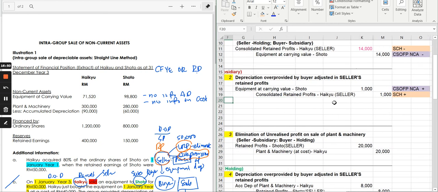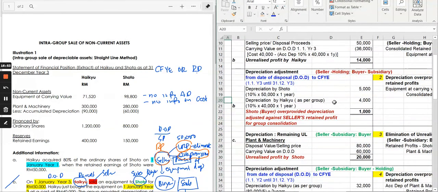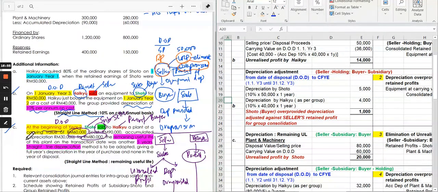The next one, so then you can put that in the schedule. I'm not going to do it now. I'm going to do it after I finish my part C.